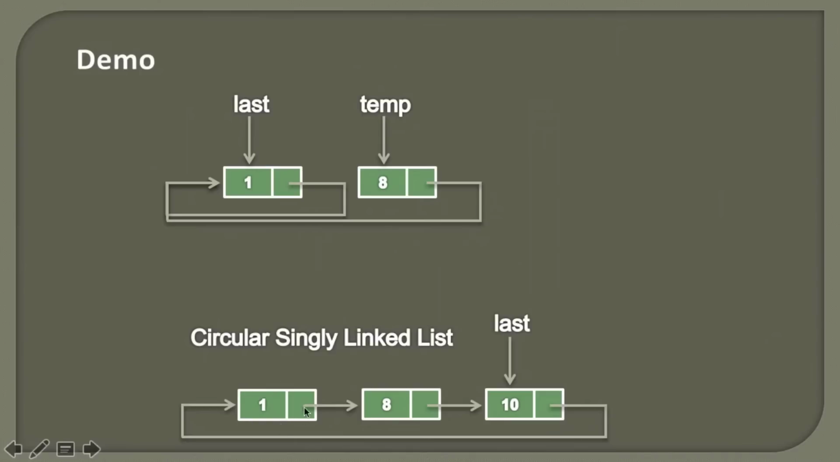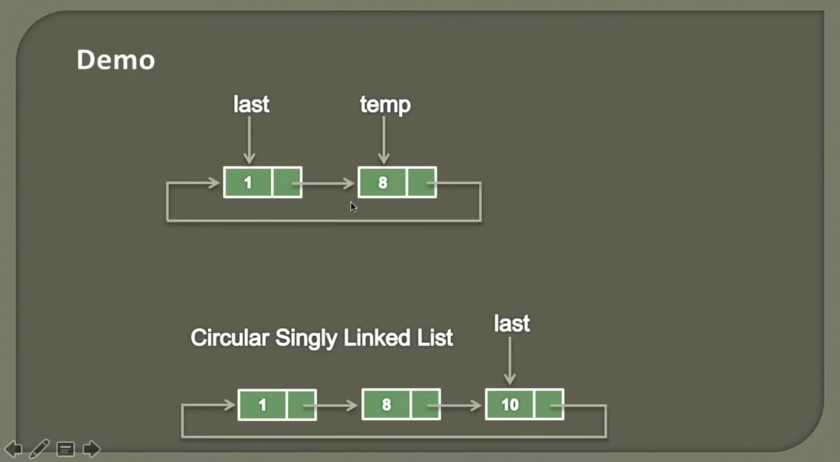And here if you see, the first node is pointing to the second node. Therefore we need to break this link and we need to point it to the second node. So it would look something like this. So now you can see that node 1 is pointing to node 8 and node 8 is again pointing to node 1. So they are circular in nature.